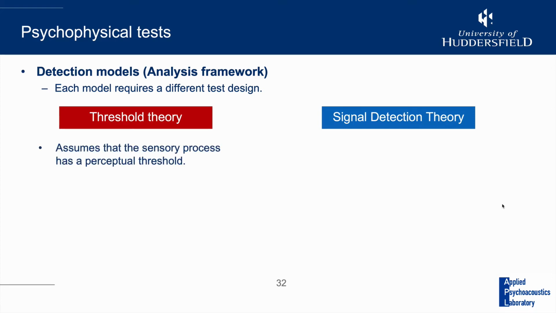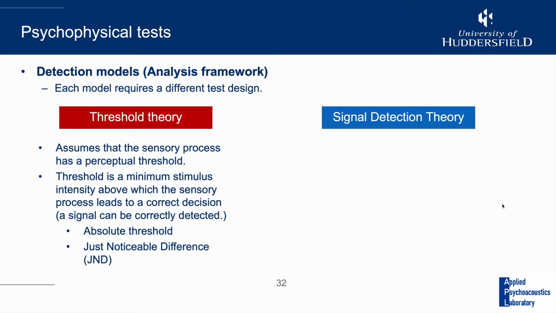Firstly, the threshold theory assumes that the sensory process has a perceptual threshold, and this threshold is defined as a minimum stimulus intensity above which the sensory process leads to a correct decision. So only above the threshold can a signal be correctly detected. It could be either an absolute threshold, like the absolute hearing threshold of a single tone, or a just noticeable difference between a reference and a signal with various levels.